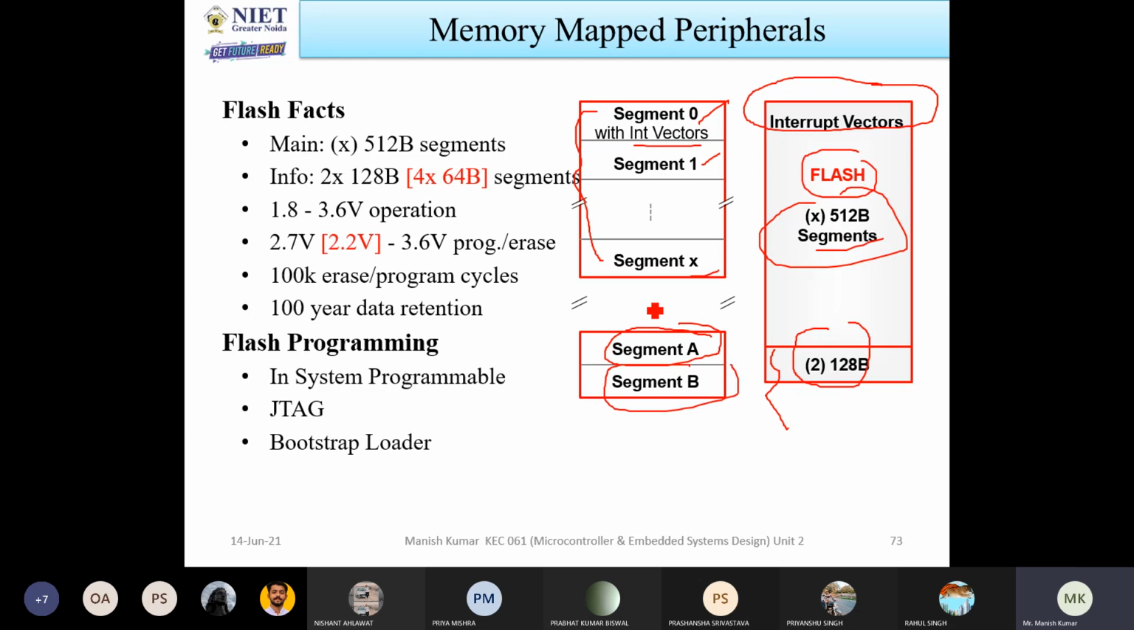Okay. So now you can see the actual facts of this flash memory. This is the main memory, and 512 byte segments are there. Information is 2 into 128 byte, and 4 into 16 byte segments are there. Now you can understand 2 into 128 byte means segment A is 128 byte and segment B is also 128 byte.